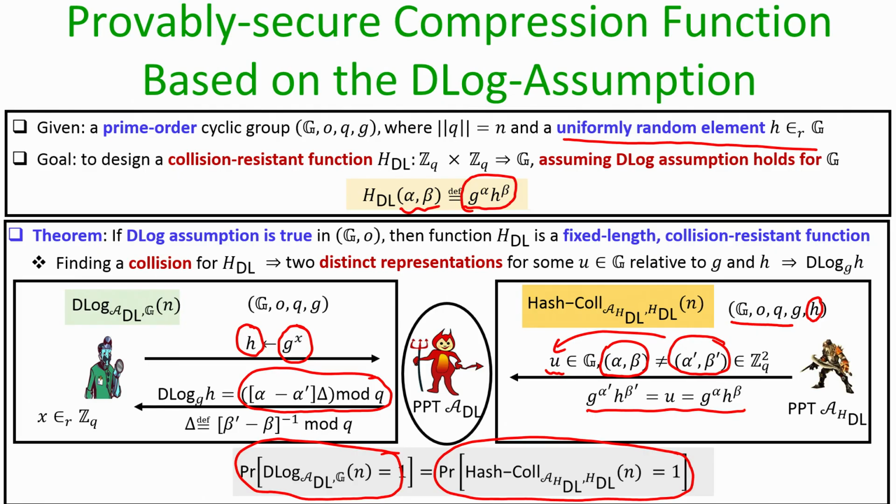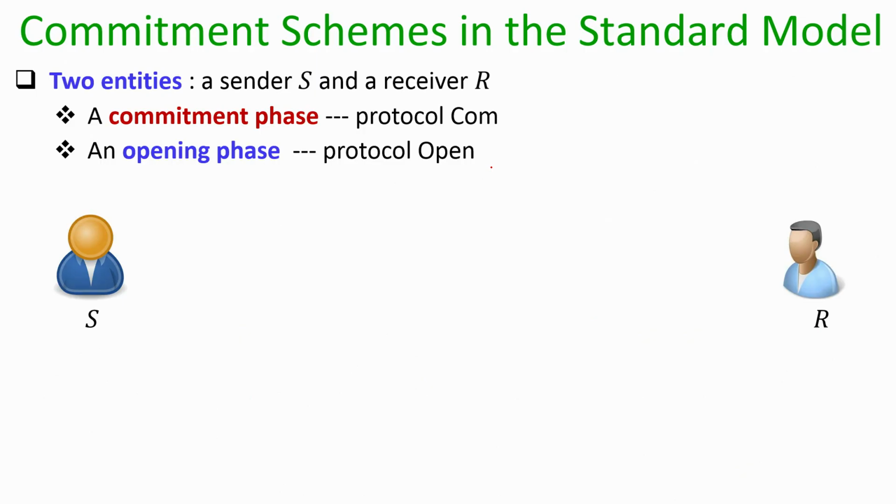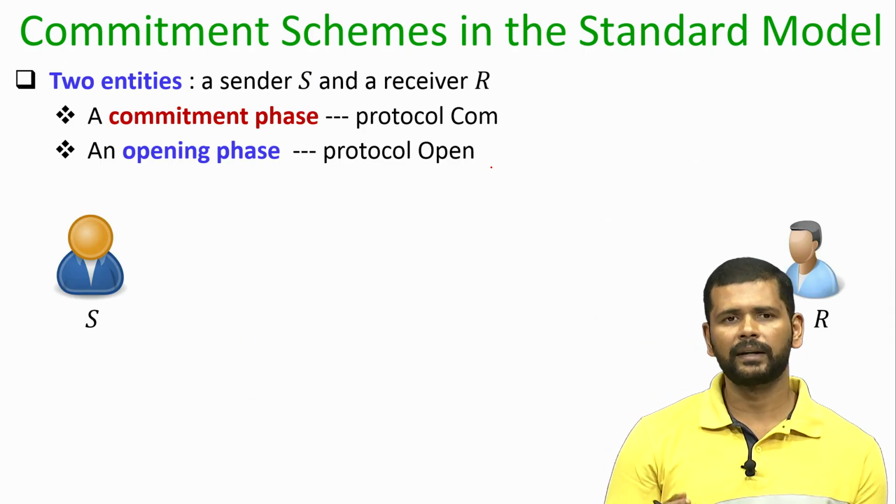But since we are assuming that the D-log assumption holds in our group G, then we know that for any polytime algorithm, the probability that it can win an instance of discrete log in the group G is negligible. That means the left hand side probability is always upper bounded by a negligible function. That automatically implies that the probability in the right hand side of the expression is also bounded by a negligible probability. So, that establishes the fact that the function H sub dl that we have constructed indeed constitutes a collision resistant compression function. Now, let us see the second application of applying the discrete log assumption.